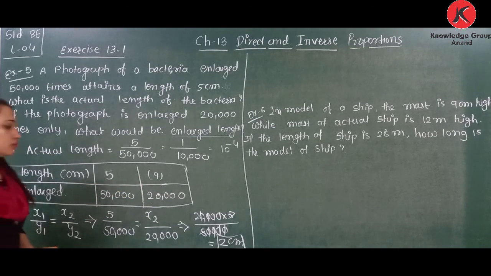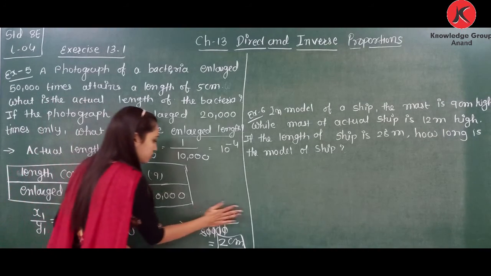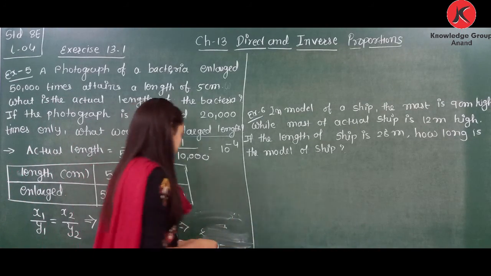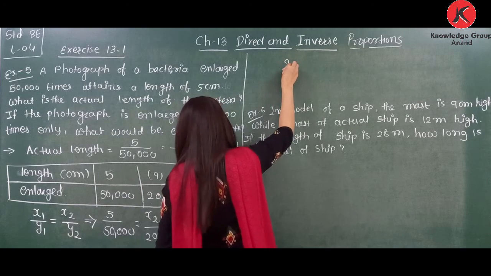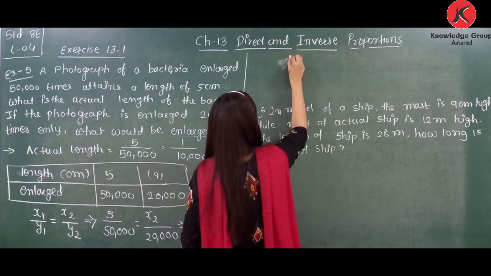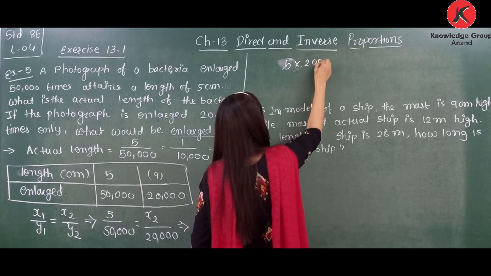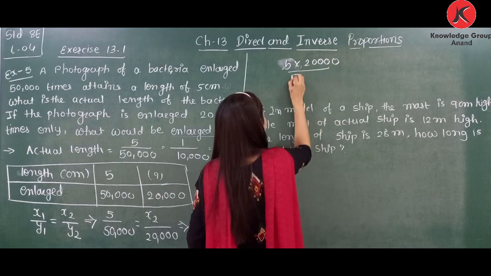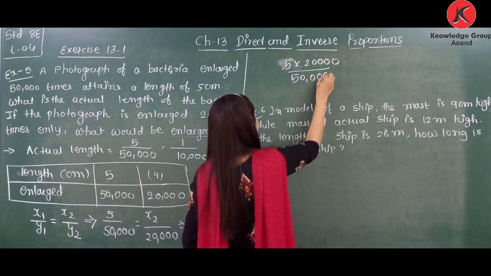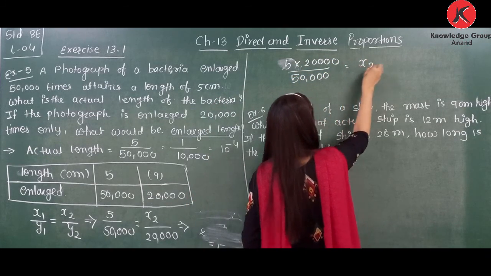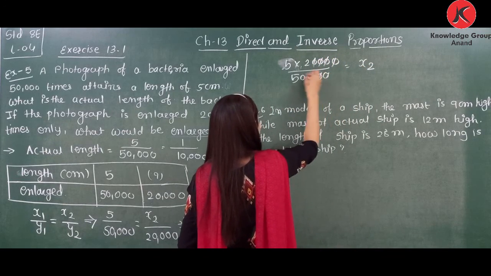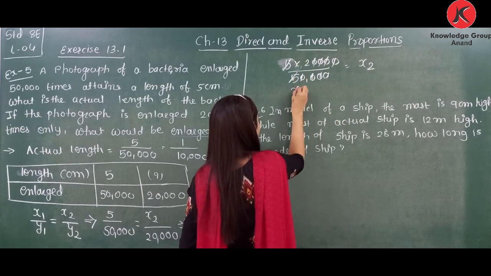Clear? So let's write it here so it will be visible. 5 multiplied by 20,000 divided by 50,000. So that will be our x2. The zeros will be cancelled out, 5 and 5 will be cancelled out. So x2 will be 2.